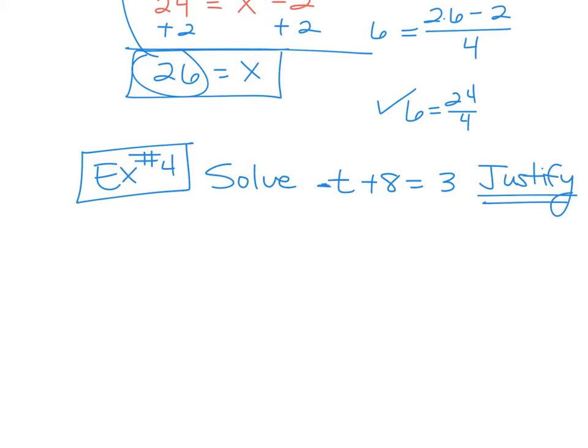So here's how we're going to start. Negative t plus 8 equals 3. And we're going to give a reason for each thing. So our reason for the first one is it's the original equation. So there's not really a reason for it other than it's what we started with. Okay, that was our original equation.